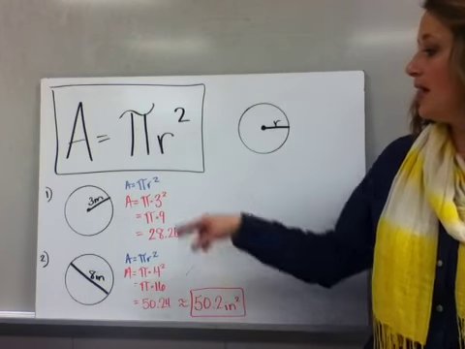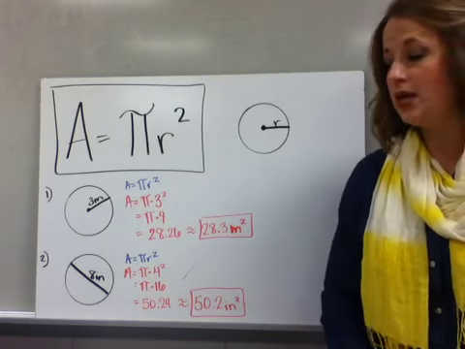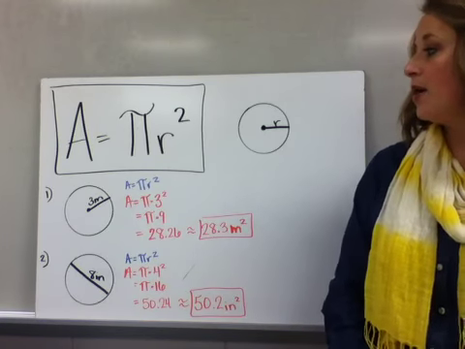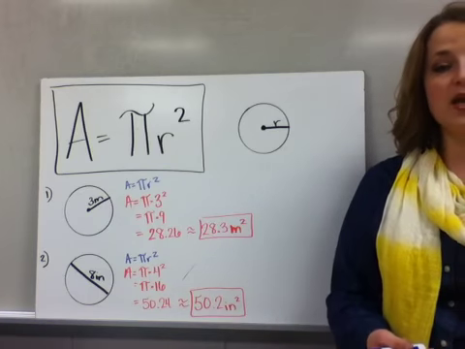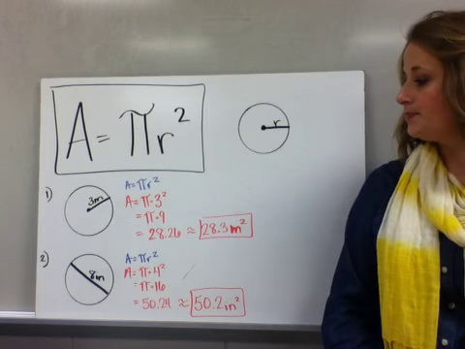It's meters squared because it was a radius of 3 meters, so it's meters times meters, which is meters to the second power. And with area, you're talking about the inside. We're wanting to know how many square units are used in that.